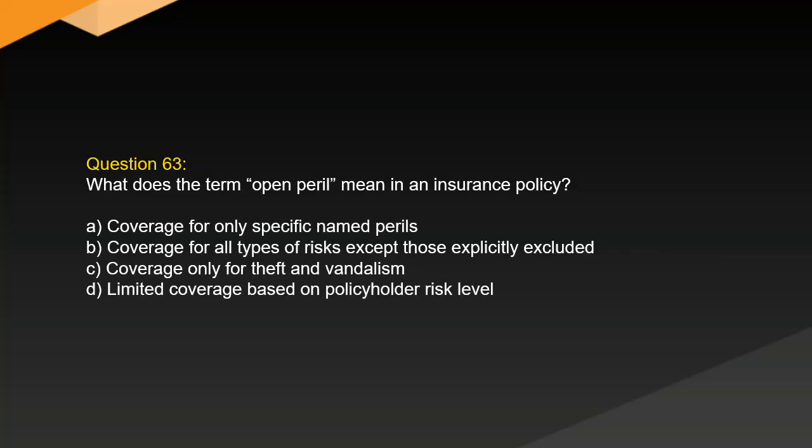Question 63. What does the term open peril mean in an insurance policy? A. Coverage for only specific named perils. B. Coverage for all types of risks except those explicitly excluded. C. Coverage only for theft and vandalism. D. Limited coverage based on policyholder risk level.